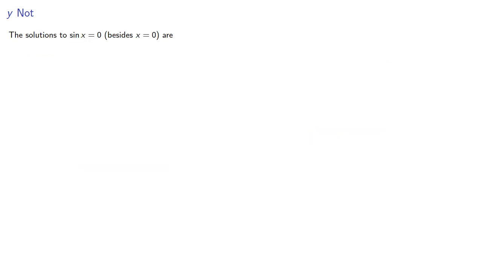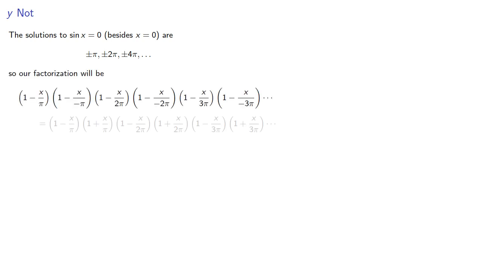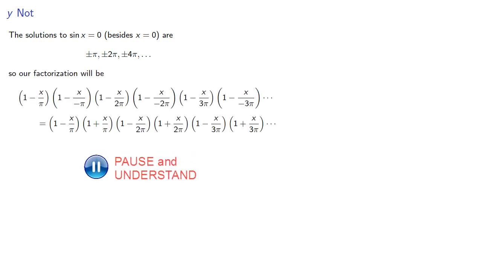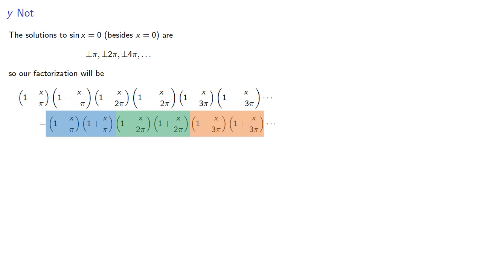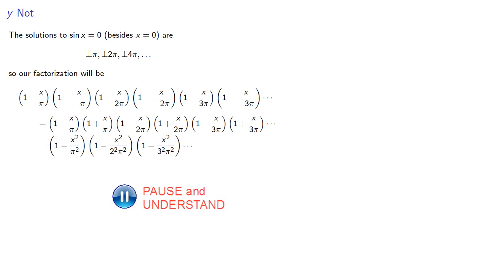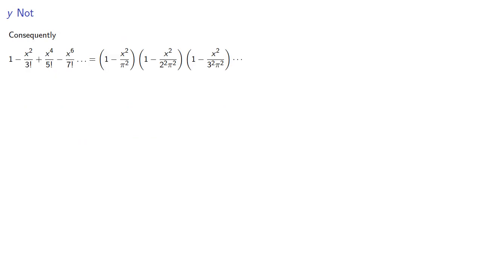Now, the solutions to sine x equals 0 besides x equals 0 are plus or minus pi, plus or minus 2 pi, plus or minus 4 pi, and so on. So our factorization will be, and because we have factors that are the sum and difference of the same terms, we can multiply them pairwise to get, and consequently this infinite series can be expressed as.